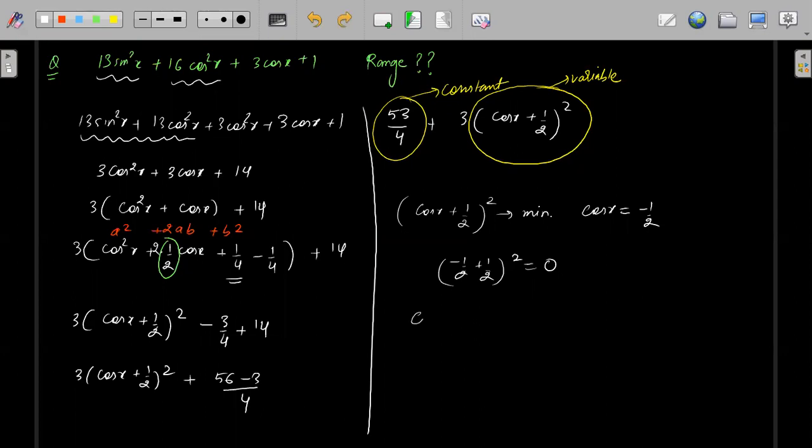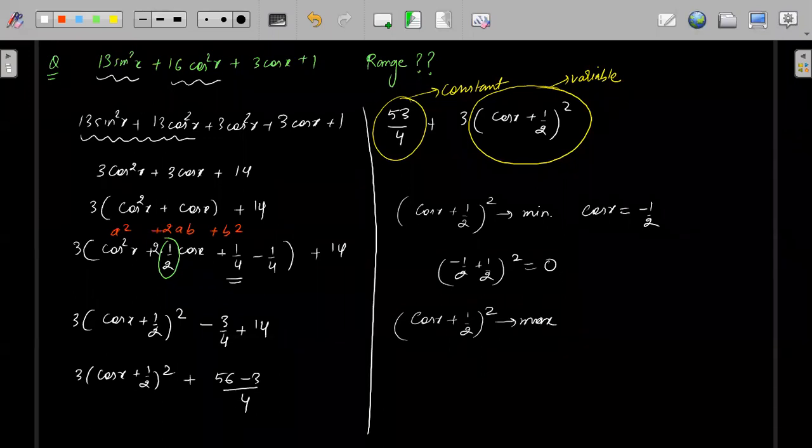And the maximum value: (cos x plus 1 by 2) whole square. When will this be max? For what value of x should this be max? This is max for cos x equal to 1. Very good. So (1 plus 1 by 2) whole square, this is nothing but (3 by 2) whole square, which is 9 by 4. So the maximum value is 9 by 4.